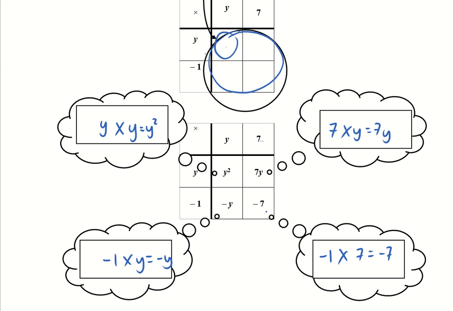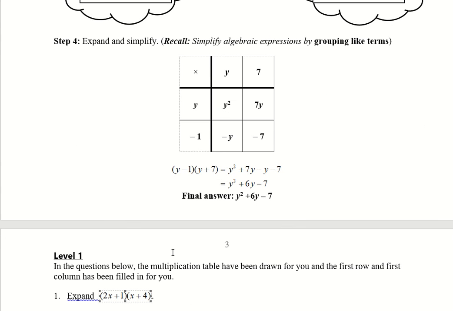So basically, you just have to fill up the boxes and multiply the corresponding rows and columns. After you have done that, you need to combine them together. So how do you combine them together? Your y square will go first, and then your 7y, and then your -y, and then -7, and then you just simplify them. So y square, then 7y minus y is 6y, and then -7. Okay, so this is how you expand and simplify.